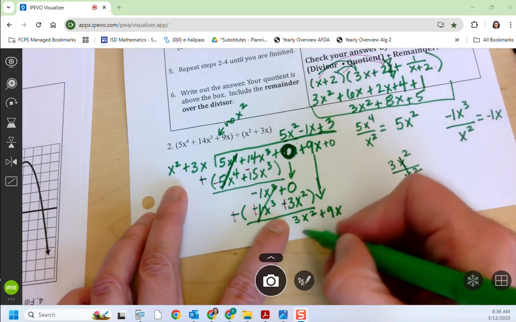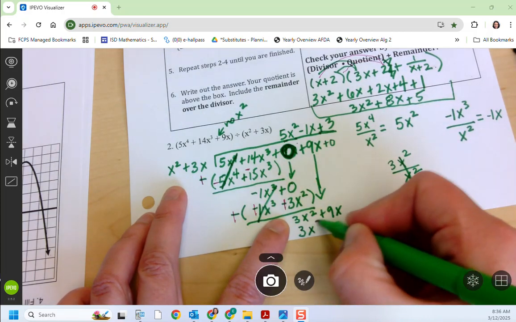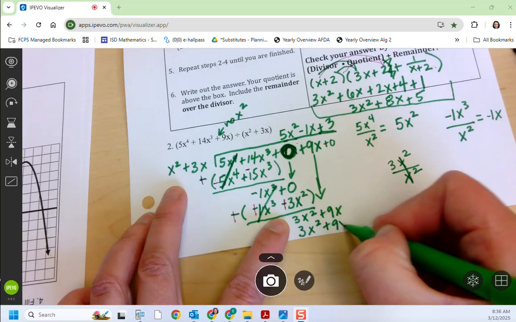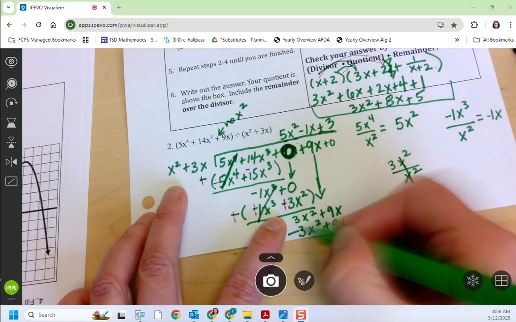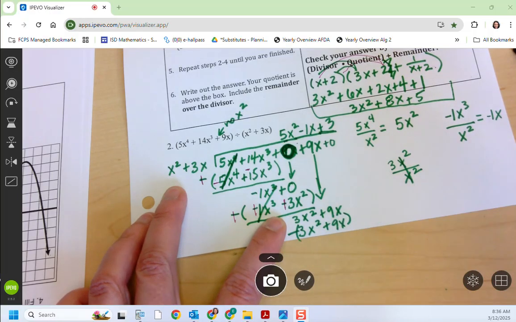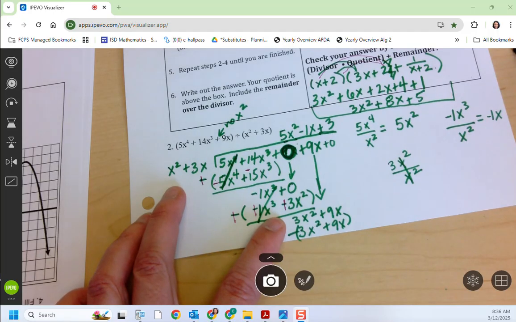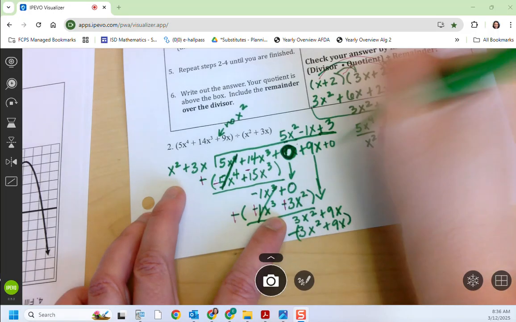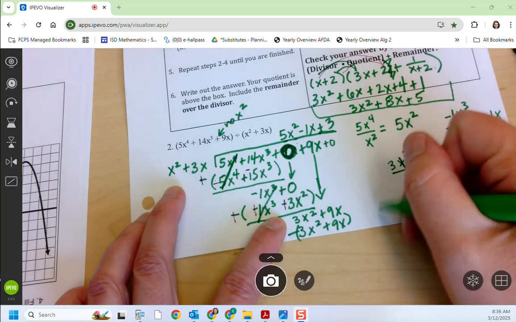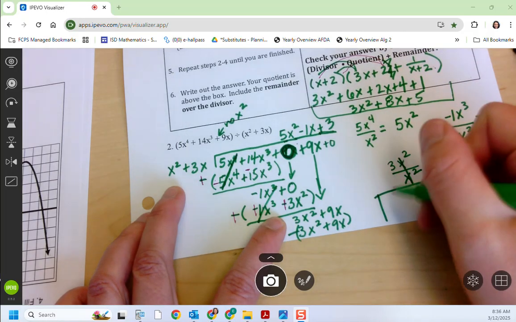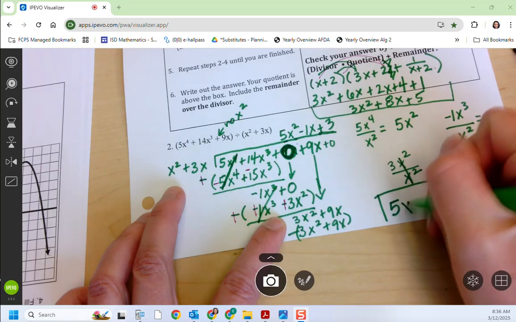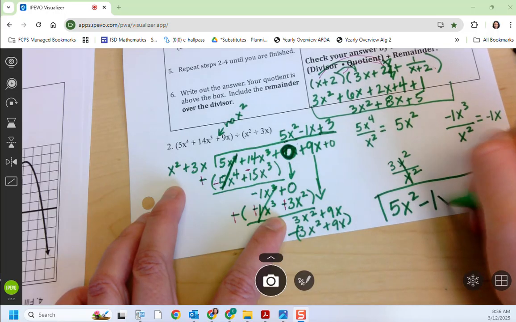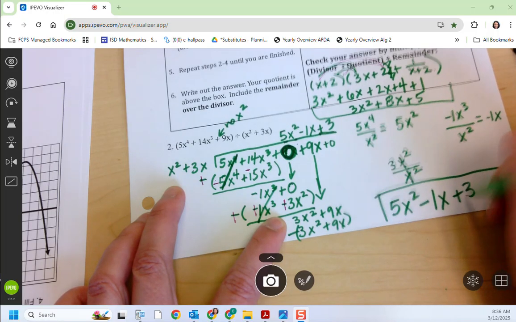Multiply these out. When I multiply them, I get 3x squared plus 9x. What does that mean about my remainder? Yeah, you got a remainder of 0, so it divided evenly. So this is just your answer. You don't have any remainder. So my answer is 5x squared minus 1x plus 3. And that's it.